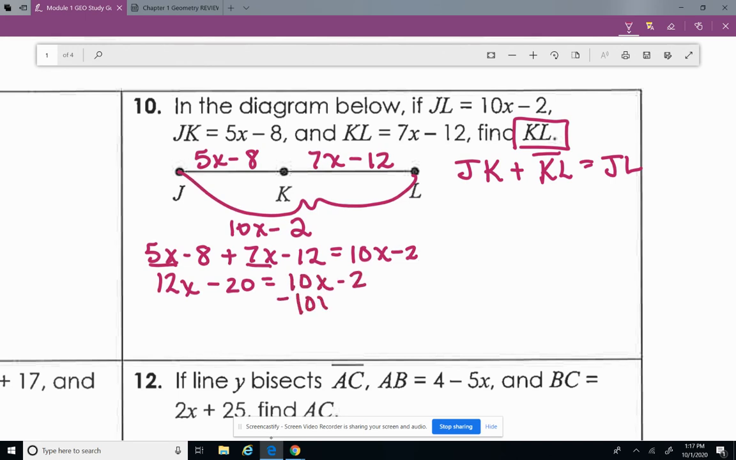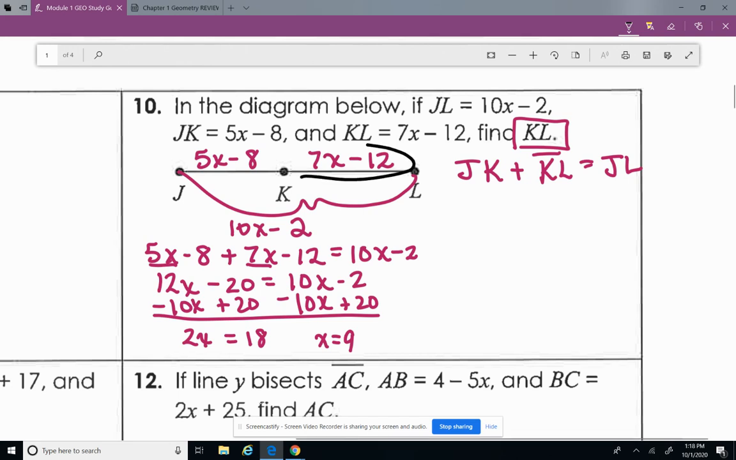I'm going to subtract 10x from both sides. And that's going to be 2x. At the same time, I'm going to add 20 to both sides. And that's going to give me 18. I'm going to divide by 2, and x is 9. Now, always go back up to your problem and see what they were asking. They want to know KL. So let's find KL. This is KL.